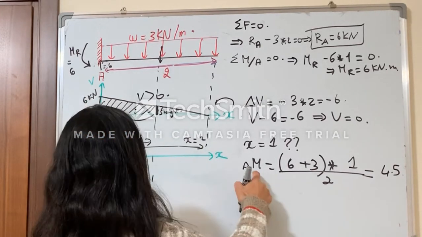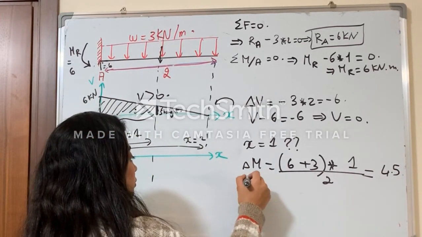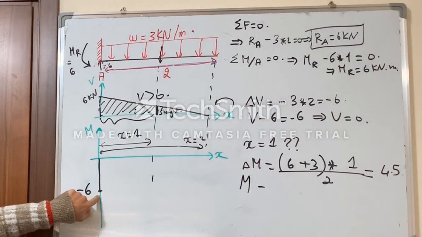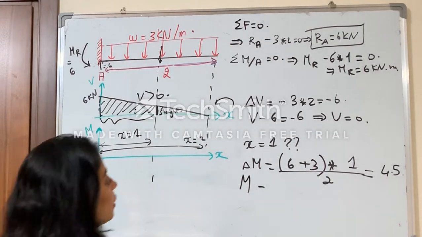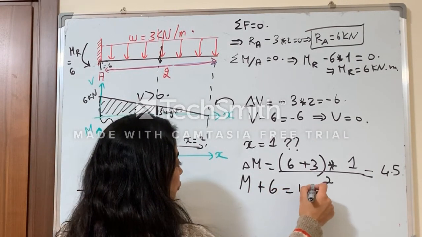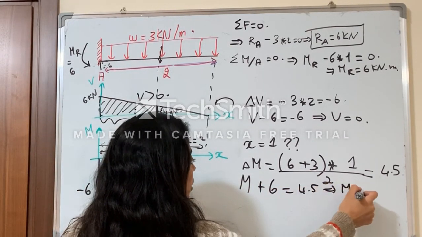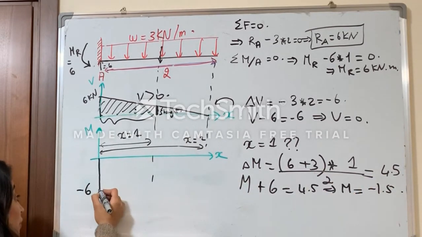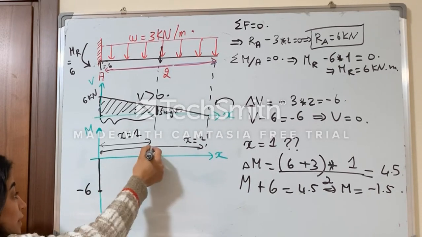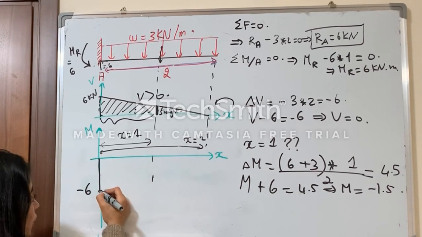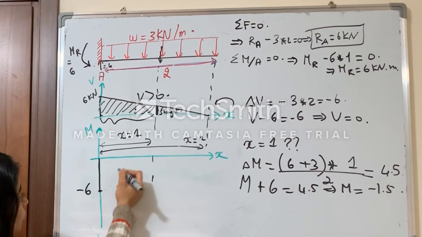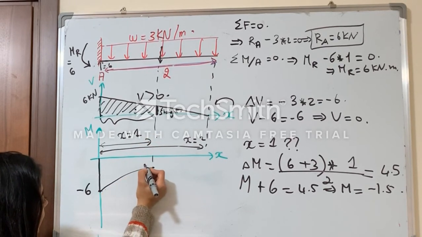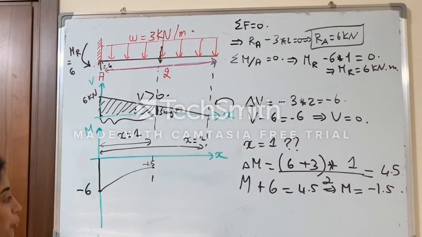Now, guys, I know that delta M is M at this point minus M at the starting point, which is minus 6. So minus minus will be plus. Plus 6 is equal to 4.5, and this means that M will be equal to minus 1.5. So even if M is increasing, this M is also negative. You should find this M, because it could be positive or negative. In this case, M is negative and it is equal to minus 1.5.